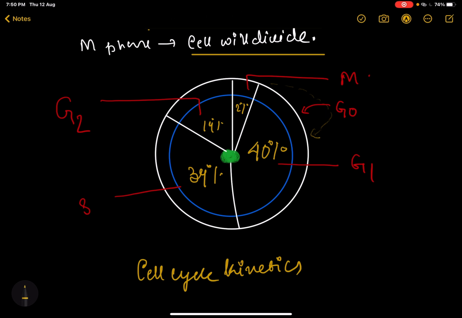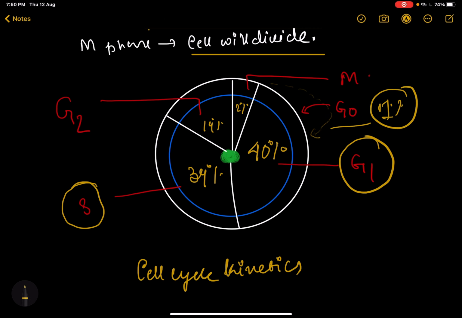So you can see that 40% of all the cells of our body enter G1 phase, and of those, about 39% require division, while 1% may be moving towards G0 phase. Other than that, 39% require cell division. Then in G2 phase only 19% go for further growth and preparation for mitosis. And in M phase, or mitosis, only 2% of the cells divide.